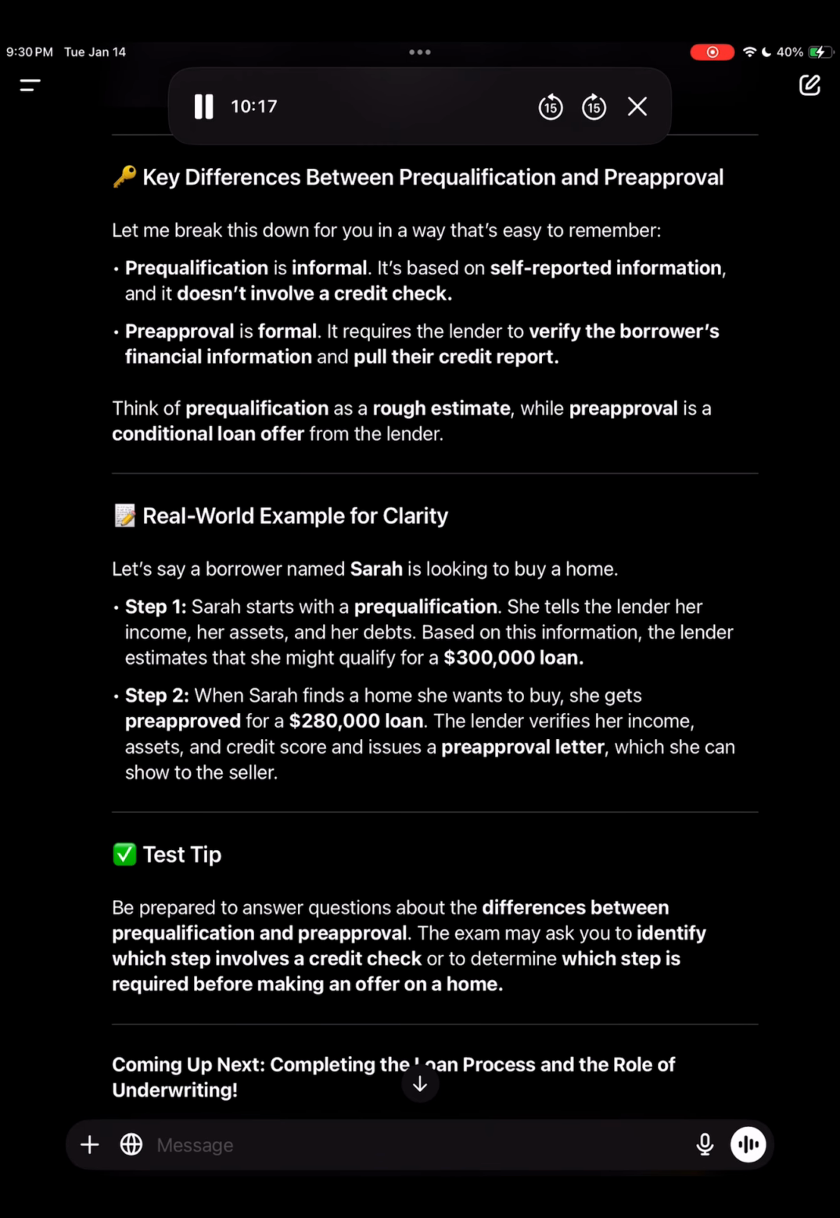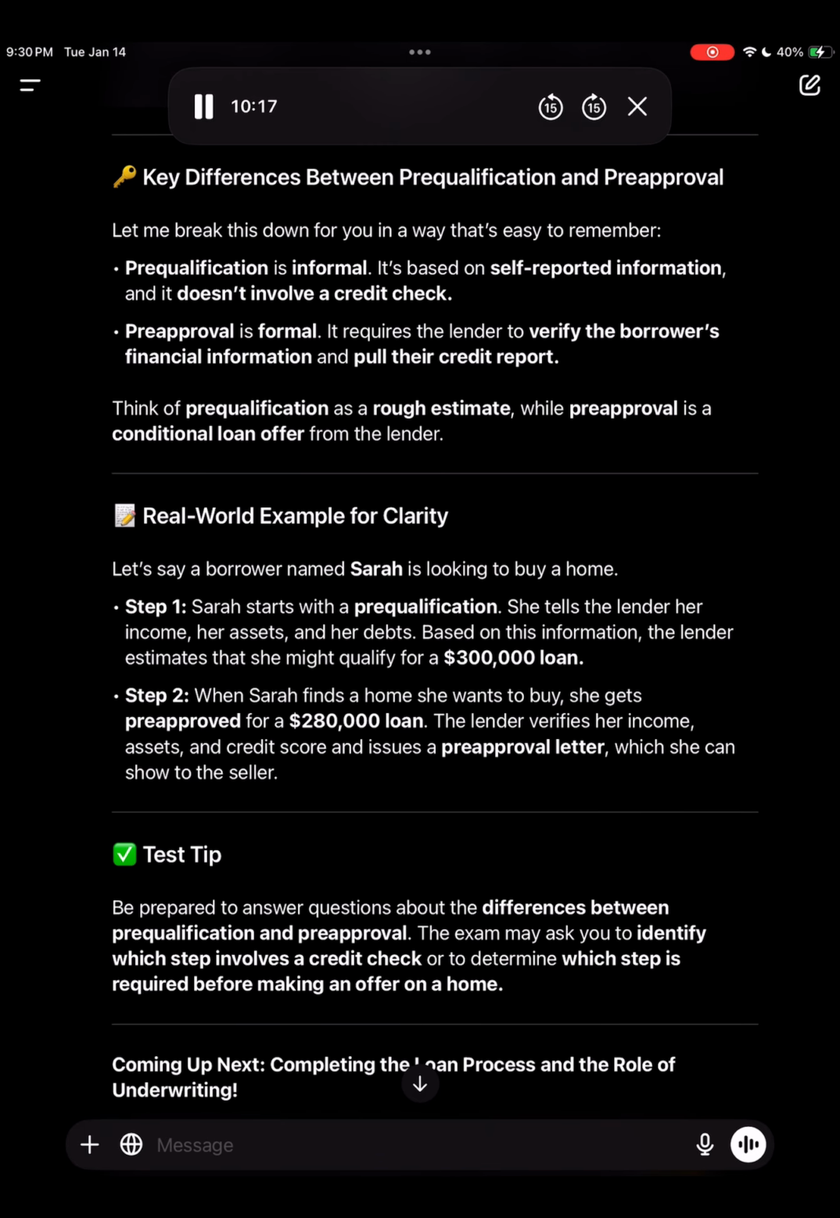Step 2. When Sarah finds a home she wants to buy, she gets pre-approved for a $280,000 loan. The lender verifies her income, assets, and credit score and issues a pre-approval letter, which she can show to the seller. Test tip. Be prepared to answer questions about the differences between pre-qualification and pre-approval.